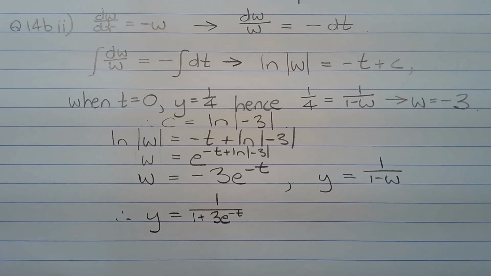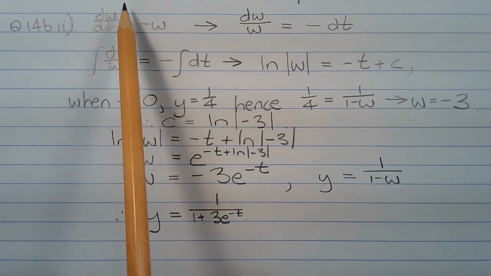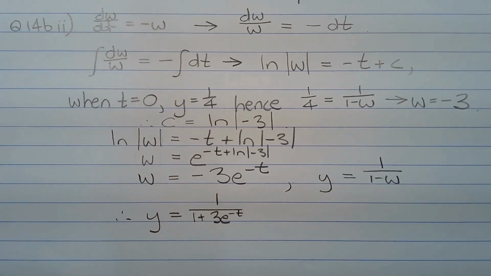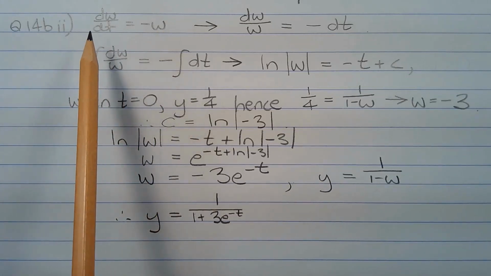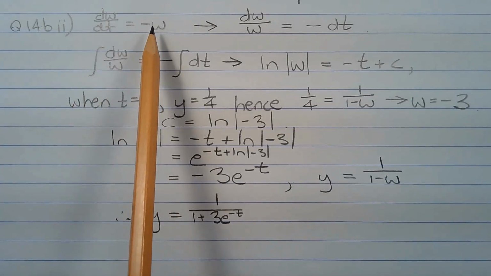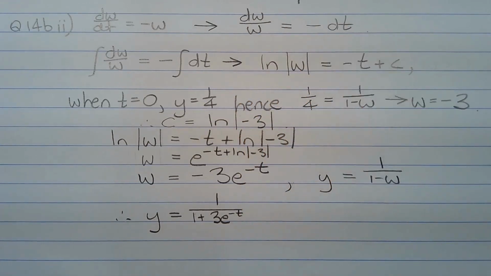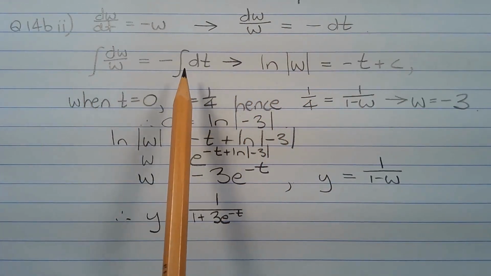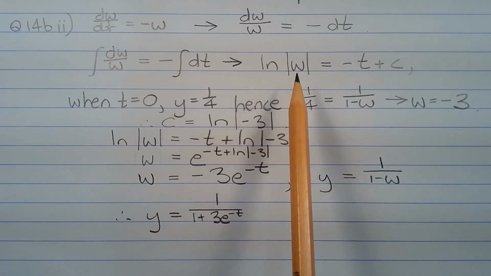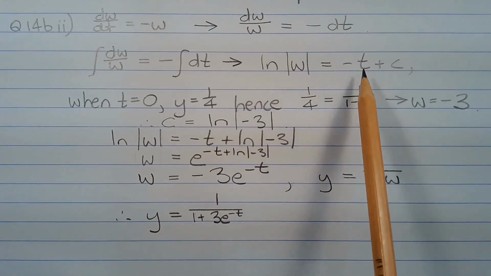Apply separation of variables to the differential equation dw/dt = -w. Multiply both sides by the differential dt and divide both sides by w to obtain dw/w = -dt. Integrating both sides, we obtain ln|w| = -t + c.